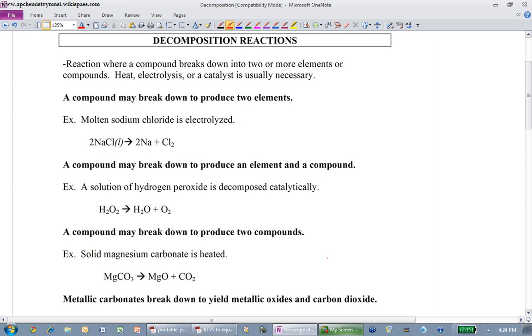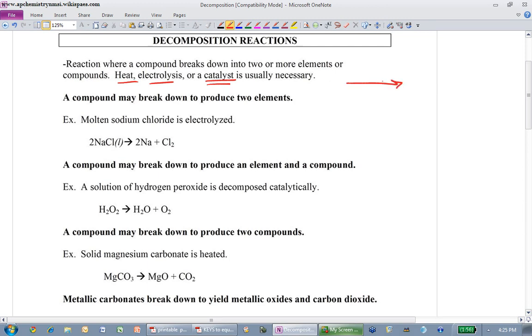So here we are with decomposition reactions. This is something that you weren't introduced to in first year, but we're going to put a finer touch to it and master some common concepts that are actually going to translate into a lot of multiple choice points for you as well. So here we have compounds that are going to break into two or more elements or compounds, and heat, electrolysis, or catalyst is what's usually necessary for this to happen.